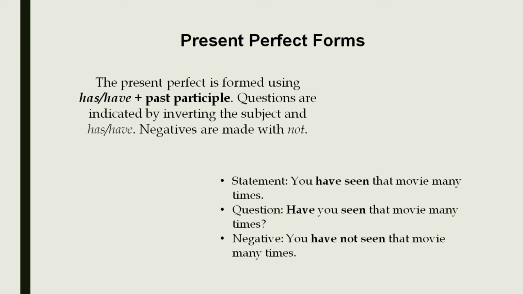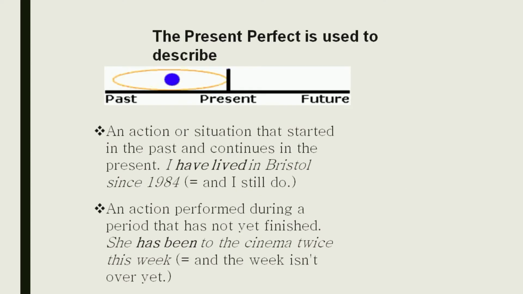In questions, we can make the sentence with the help of have and has at the initial part of the sentence. And the negative sentence we can make with the help of the word not. You have not seen that movie many times. Have not and has not: haven't and hasn't.